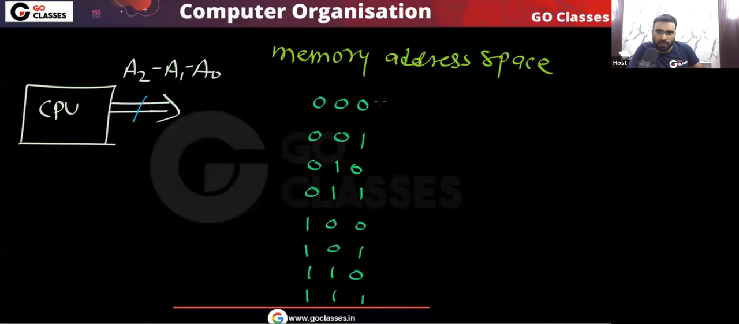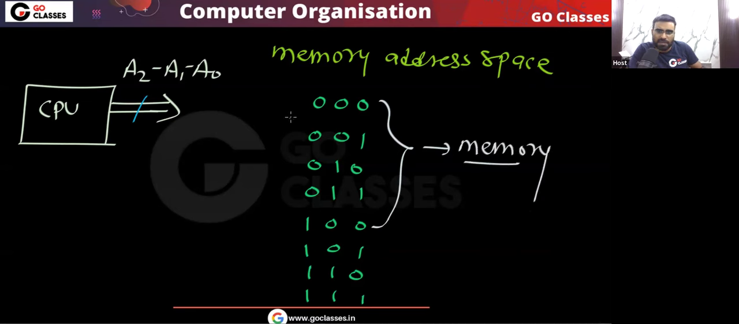For example, what can I do? I can use these locations for memory. Remember, these memory addresses I can use for memory, and these addresses I can use for IO devices. This is what I can do. Is this clear? Let me know. So these addresses we are using for IO devices. I told you every IO device has an address.